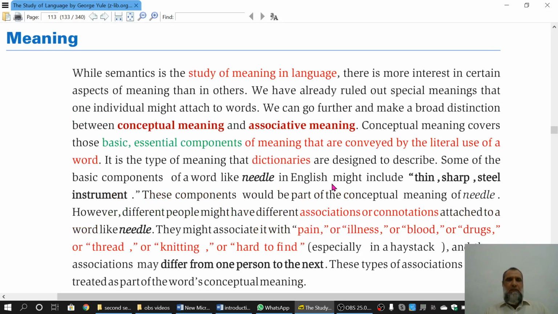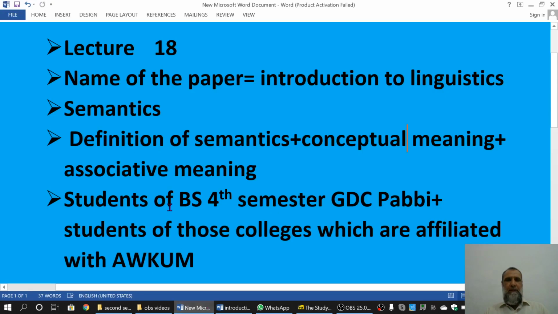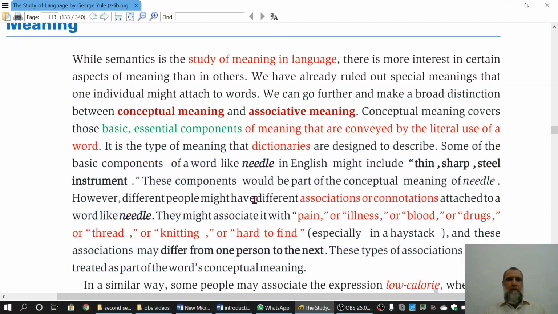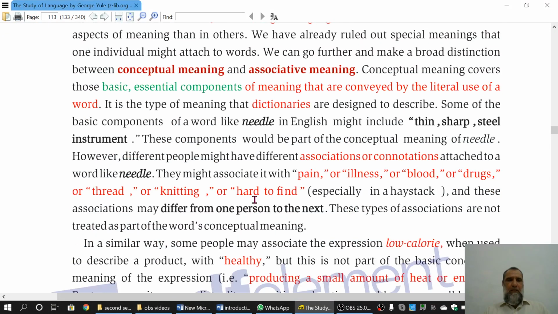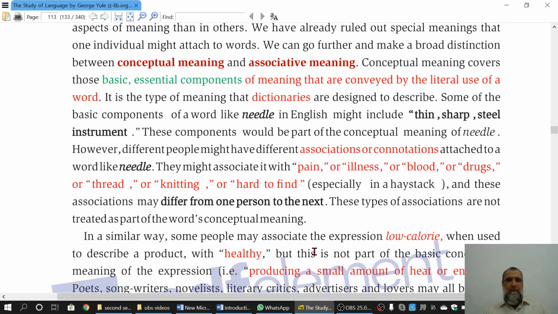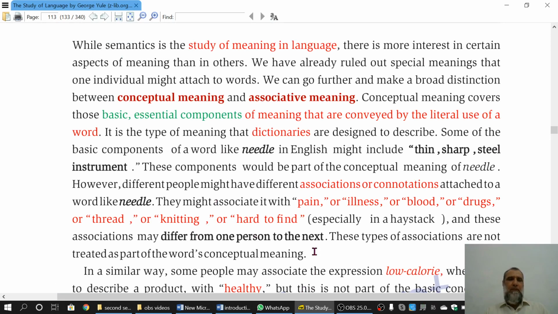Here comes the next topic. As I told you, we will discuss the definition of semantics. So we did this. Semantics is the study of meaning of words, phrases, and sentences. Now we come to conceptual meaning as well as associative meaning. So in these paragraphs, we'll discuss these two types of meanings.